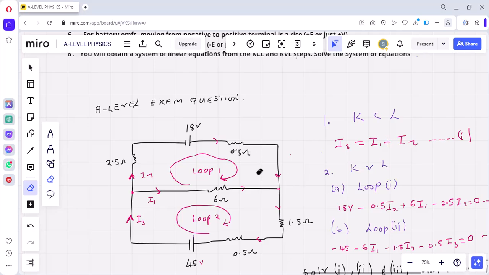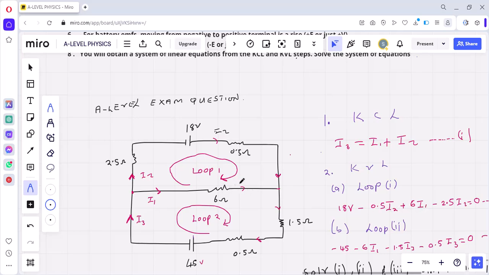How do I calculate that potential difference? I multiply the resistor given and the current. The current here is I2. You can see that this current here is I2, and this current here is also I2. So I multiply that with 0.5, then plus 6.